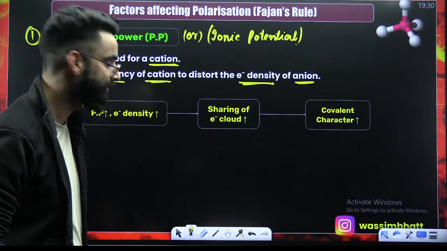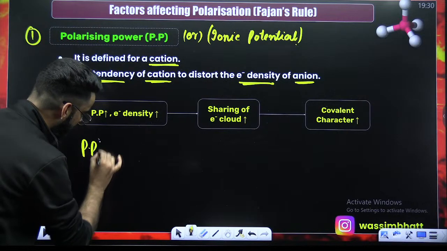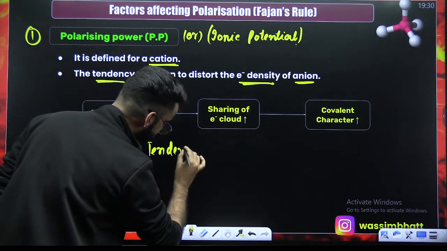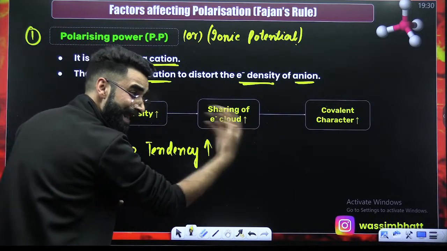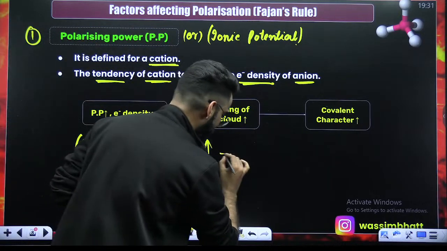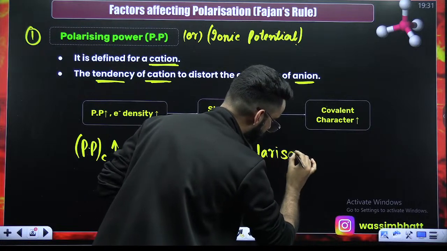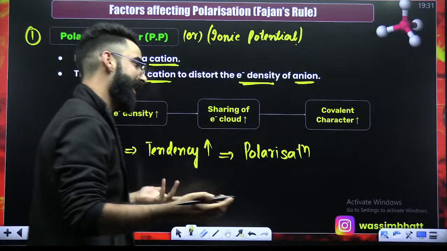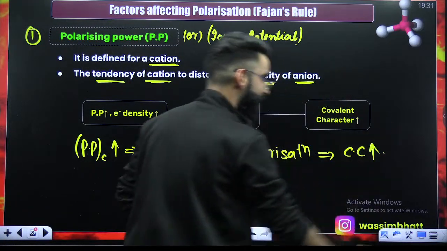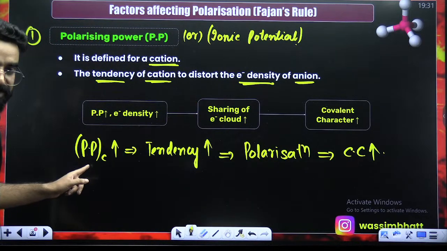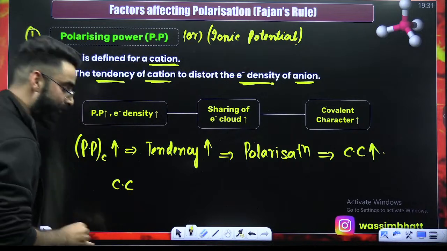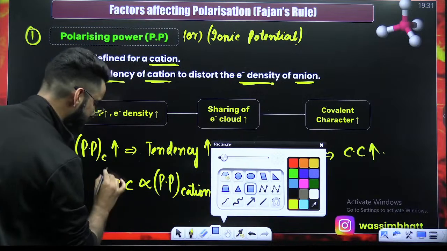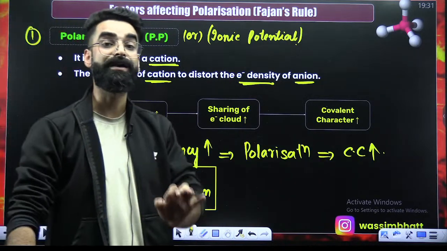Now, my dear students, tell me just one thing. More the polarizing power of cation, I would say more will be the tendency of the cation to attract the electron density of anion towards itself. Due to which, more will be the polarization. If more is the polarization, that means more electron density is shared between cation and anion. Hence, more will be the covalent character. Now, can you relate covalent character with the polarizing power of cation? Absolutely. I'll say covalent character in an ionic bond is directly proportional to polarizing power of cation. More the polarizing power of cation, more is going to be the covalent character, in short.